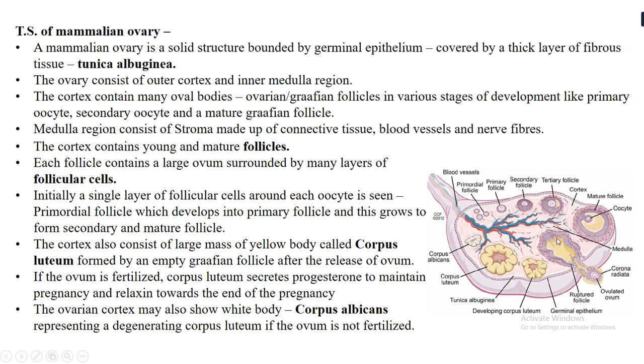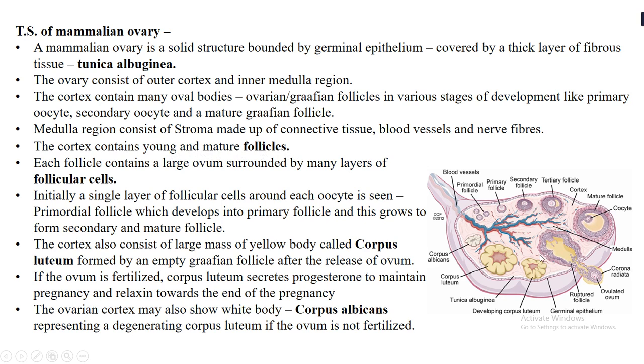The cortex contains many oval bodies, which are known as ovarian or Graafian follicles, and they are seen in various stages. So various stages of the development are seen: primary oocytes, secondary oocytes, and then the mature Graafian follicle. The medulla consists of the stroma, which is made up of connective tissue, blood vessels and nerve fibers. Now the cortex contains young and mature follicles. So these are the young and mature follicles seen in the cortex region.